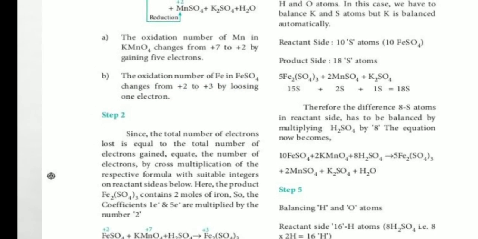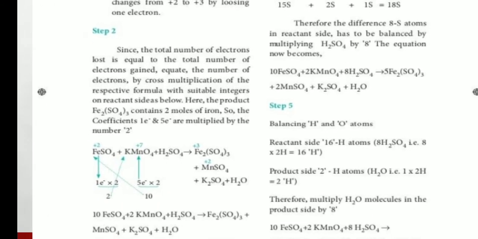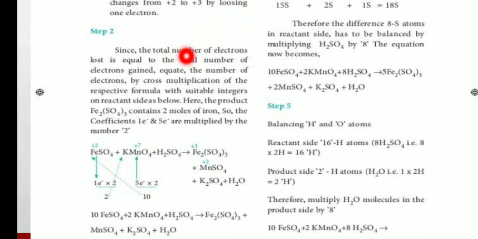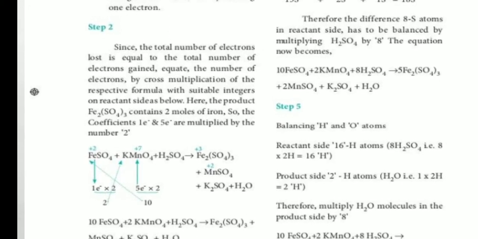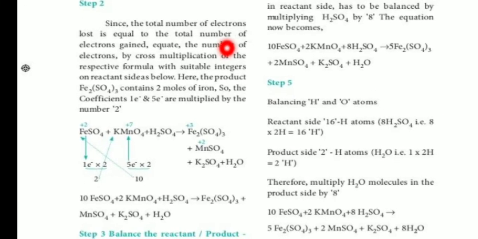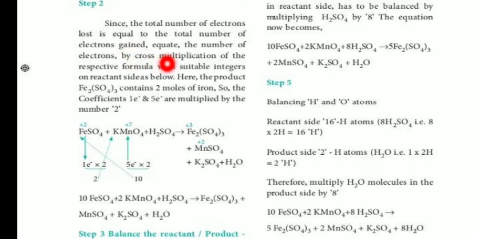Step 2. Since the total number of electrons lost is equal to the total number of electrons gained, equate the number of electrons by cross multiplication of the respective formulas with suitable integers on the reactant side. Here the product Fe2(SO4)3 contains 2 moles of iron, so the coefficients in the 1 electron and 5 electron are multiplied by the number 2.